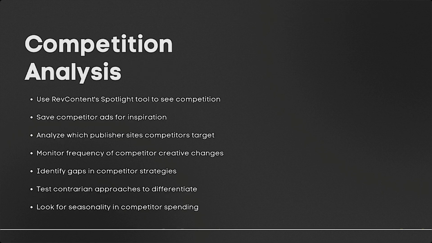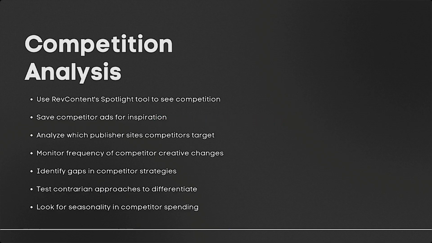Understanding your competition can provide valuable insights for your own campaigns. Use Rev Content's Spotlight tool to see what competitors are promoting. Save competitor ads that appear frequently as inspiration for your own creatives. Analyze which publisher sites your competitors target most heavily, which may indicate where conversions are happening. Monitor how frequently competitors change their creatives. Rapid changes often signal ongoing optimization.